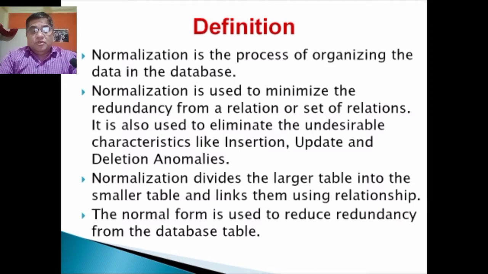Normalization is a process of organizing data in a database. It is used to minimize redundancy from a relation or set of relations. It is a process that reduces redundancy and also eliminates undesirable characteristics like insertion, updation, and deletion anomalies. Normalization divides a large table into smaller tables and links them using relationships. These normal forms are used to reduce redundancy from the database.